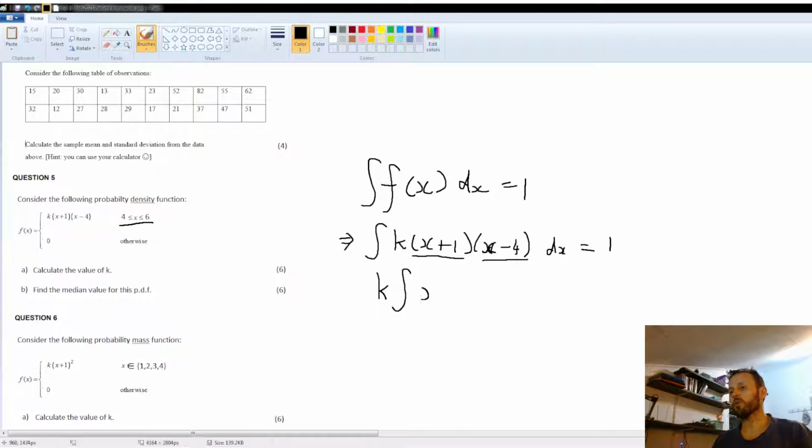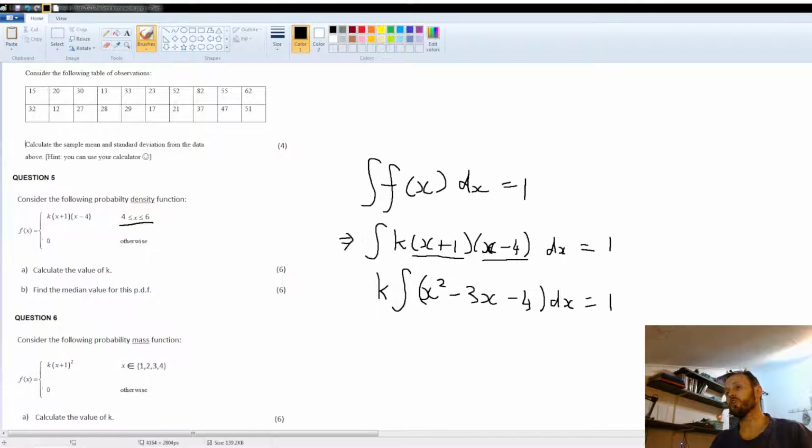So what are we going to get? We're going to get x squared, I believe it's minus 3x minus 4, dx, equals 1. Oh, and the limits of integration, you can put them in whenever you want, but the limits of integration are always the values of x where the thing actually has a value.